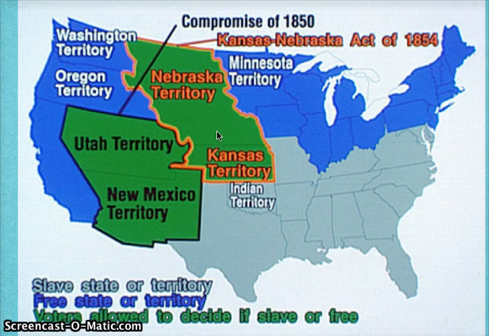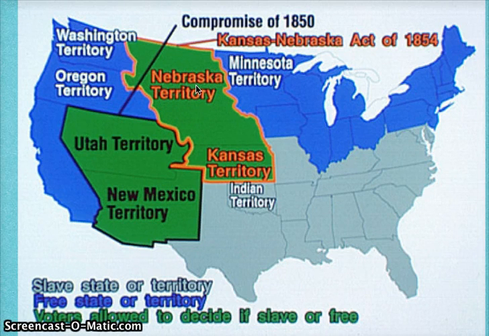Popular sovereignty meant that people who lived in the territories were given the right to decide, in this case on the issue of slavery. So therefore, people in Kansas Territory would vote on whether slavery was allowed there. With the Kansas-Nebraska Act, Congress ended up repealing, or taking away, the Missouri Compromise. It opened up two new territories for settlement, Kansas Territory and Nebraska Territory.